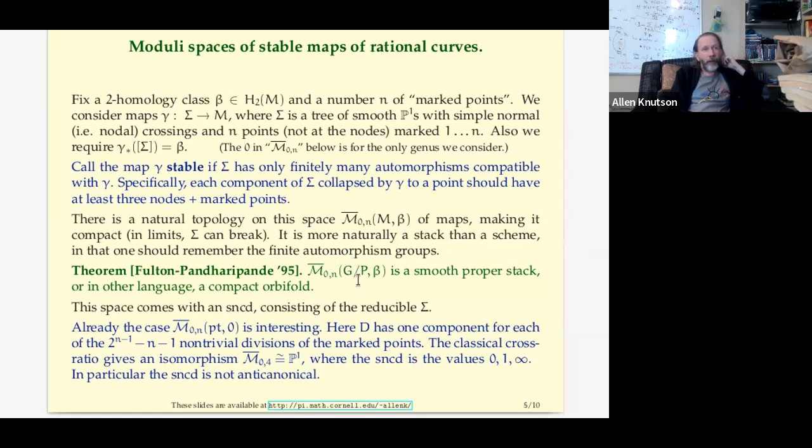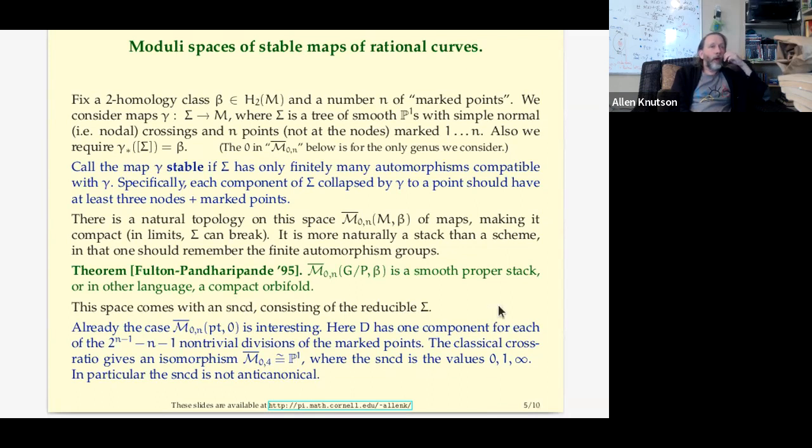Yeah, so what's the SNCD? It's right here. So the SNCD on this particular space is the divisor of those curves, those maps of sigma into M, where sigma has broken into two pieces or more. Generically it's going to break into two pieces, and then there'll be the places of lower dimension in the stratification where it breaks into three pieces, four pieces. But in general, the SNCD that we're defining on this space of maps is the reducible ones.